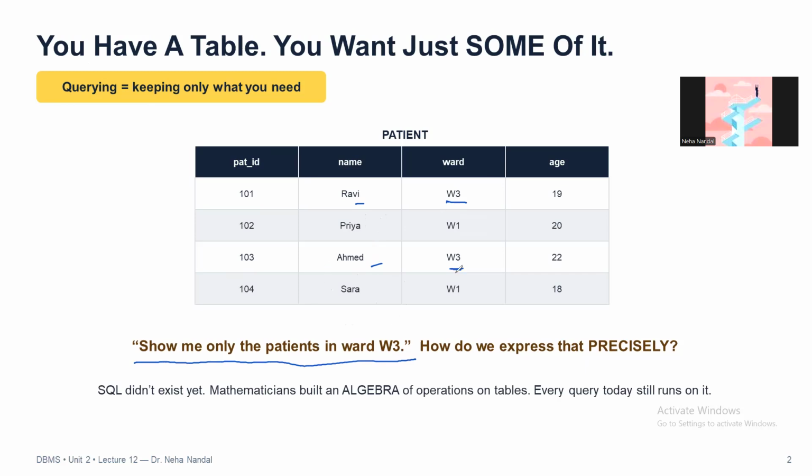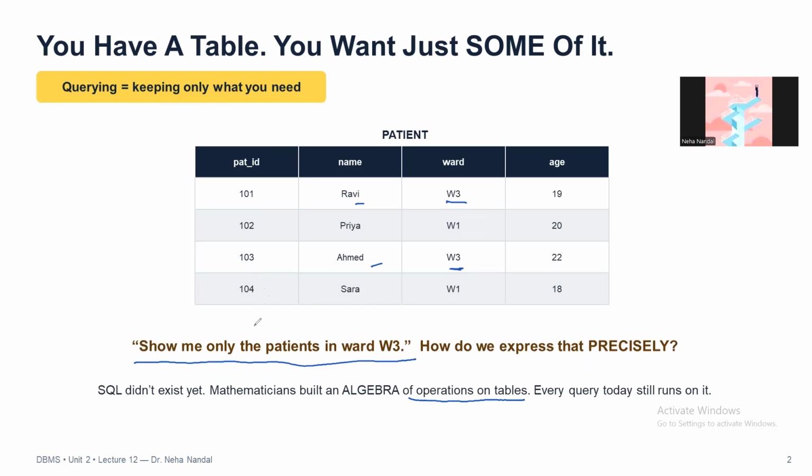So how to express it? Till now, we have not started SQL, correct? We have to understand algebra first. It will help you in SQL. Mathematicians built algebra, which is a set of operations on tables. Please make a note of it. Every query you will ever write in a database still runs on that algebra underneath. So the math behind it comes from algebra only. Today you learn its first operations, master them, and SQL later becomes trivial. That is what we are going to do.